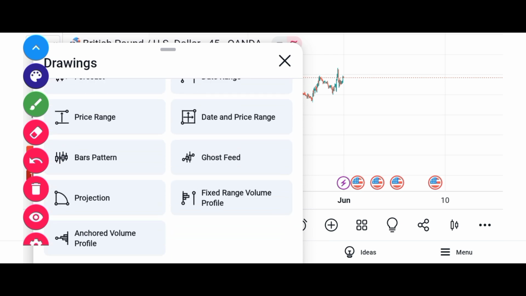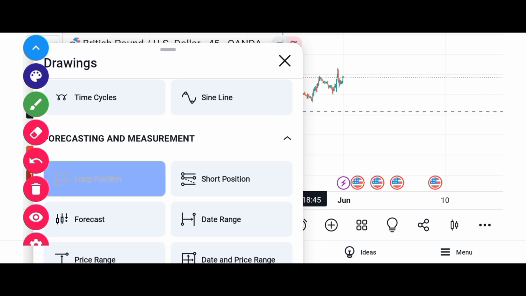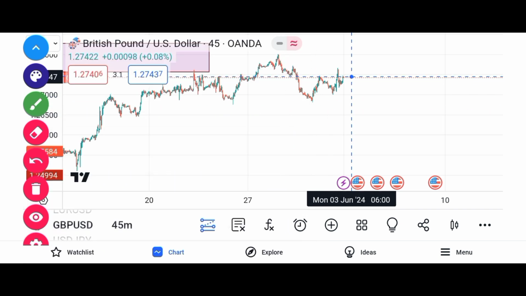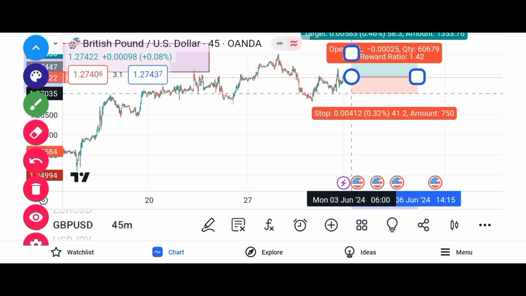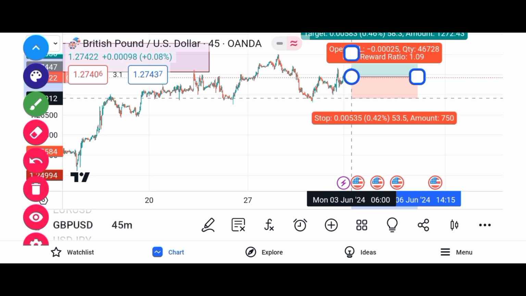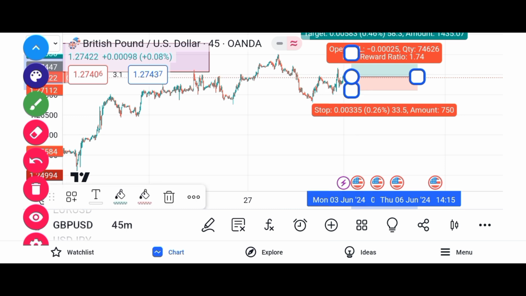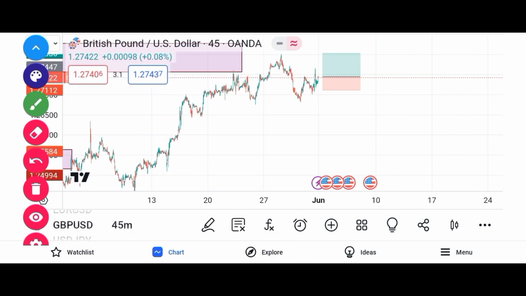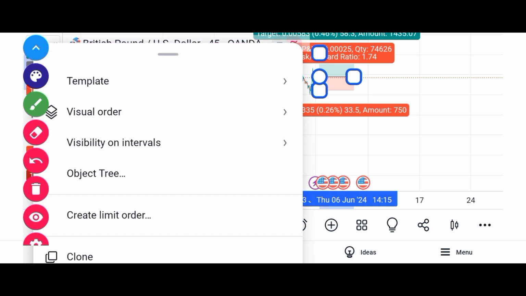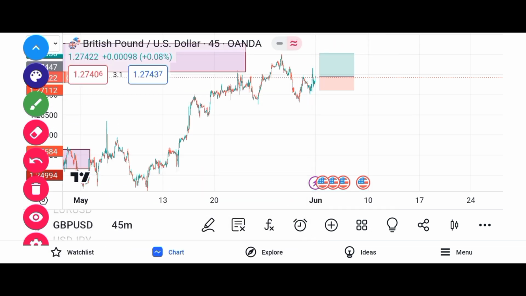I don't have to draw anything on the chart. I can just pick out this long position tool, put it here, then place my stop loss here, depending on your risk management strategy. Then you can decide to take this trade long, take it long to clear that liquidity. It doesn't have to be hard.